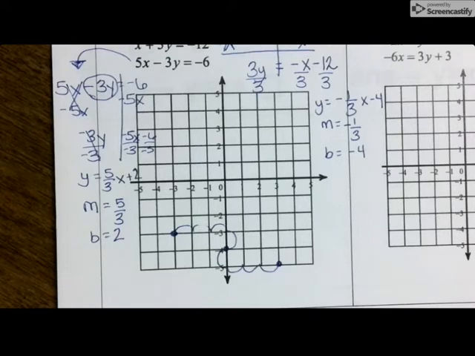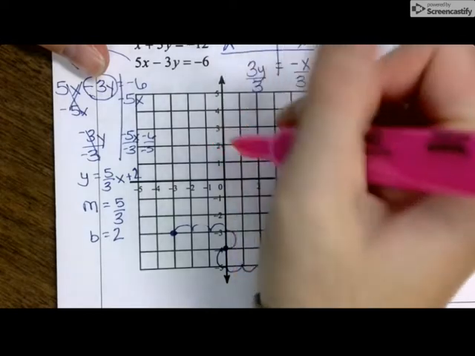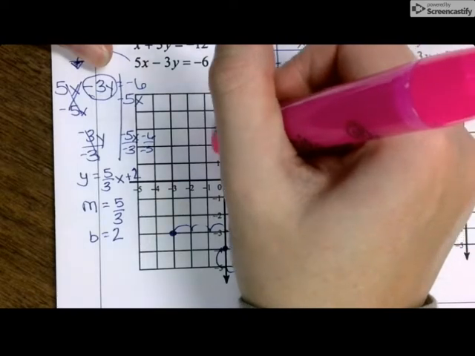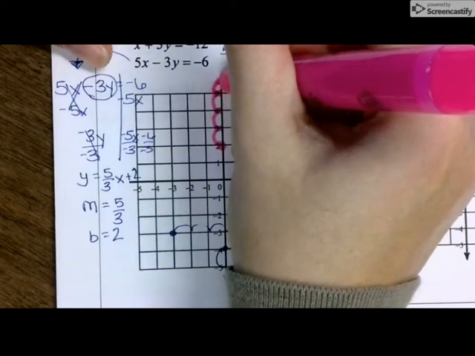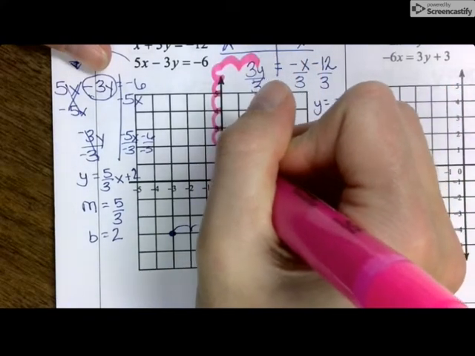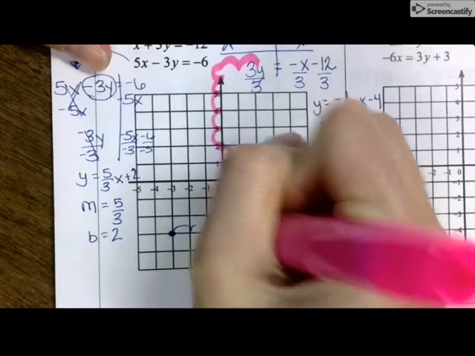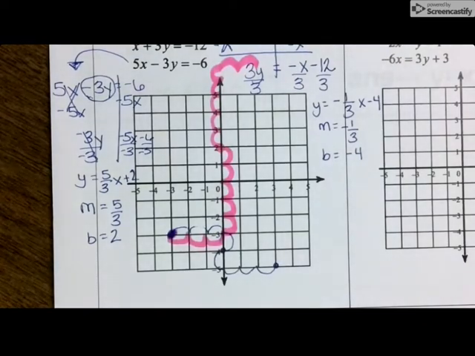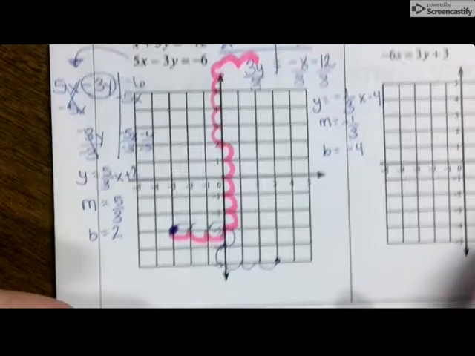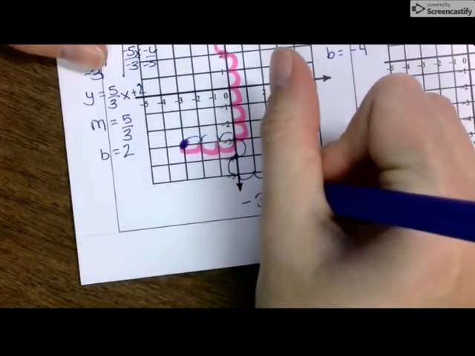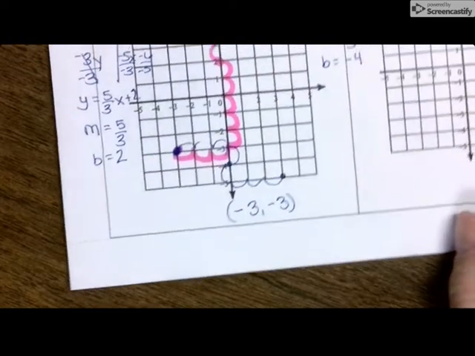Then I'm going to plot my positive 2. I can't even go up 5, I'll be off. 1, 2, 3, 4, 5. But I can go the opposite way. 1, 2, 3, 4, 5, 1, 2, 3. So my point of intersection is at negative 3, negative 3. Okay?